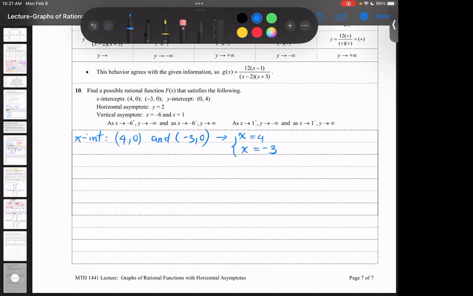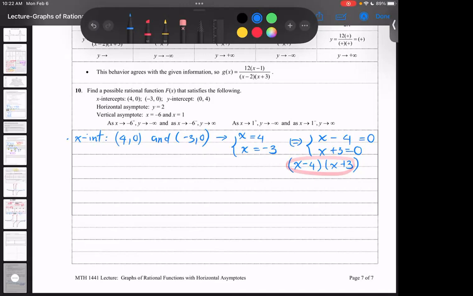If you move everything to the left, it's kind of like we did in the polynomial. x minus 4 equals 0, and then x plus 3 equals 0. And then you put them together. So x minus 4 and then x plus 3. Circle just a little bit so I remember where to look. So that's my numerator. The next line says the horizontal asymptote is equal to 2.